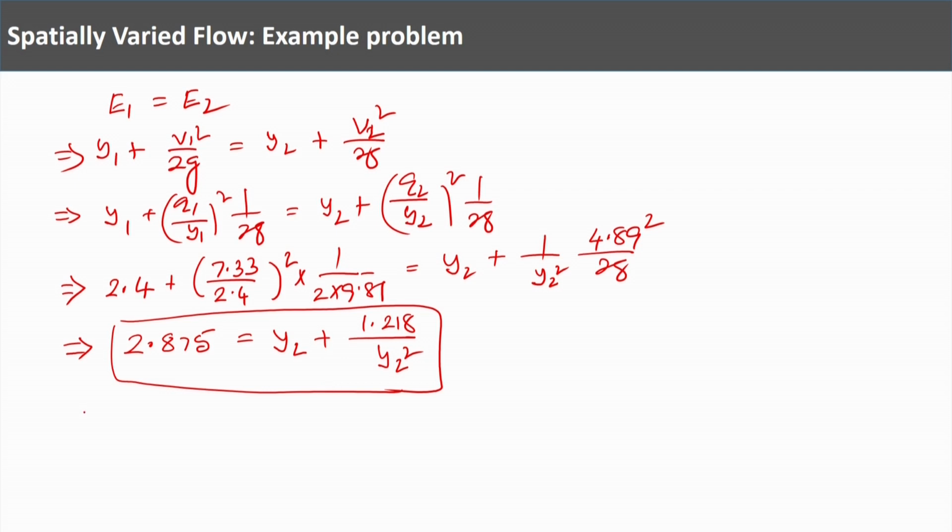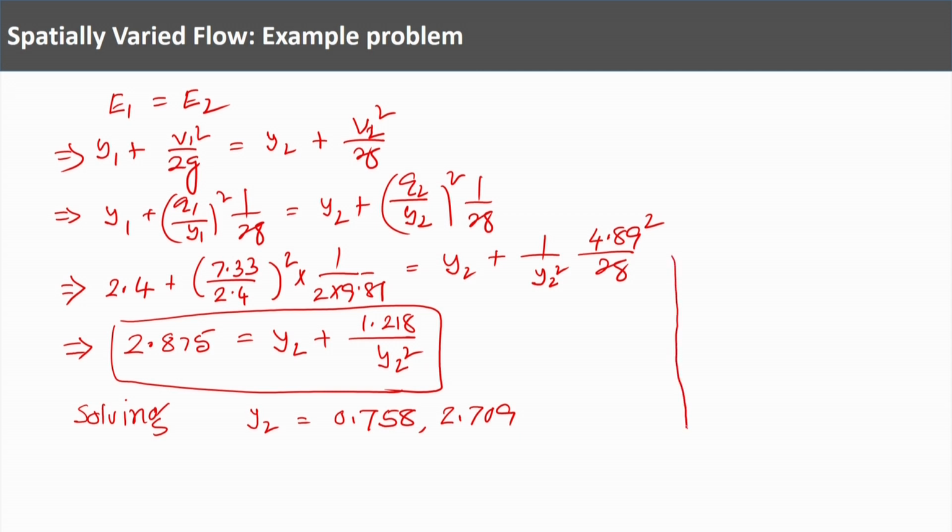So, if I solve it, I am getting the value of y. I am getting two values. So, there are two roots of this equation, that is 0.758 and 2.709. So, I am getting two depths, one is 0.758 and another one is 2.709. So, let us draw the specific energy diagram here.